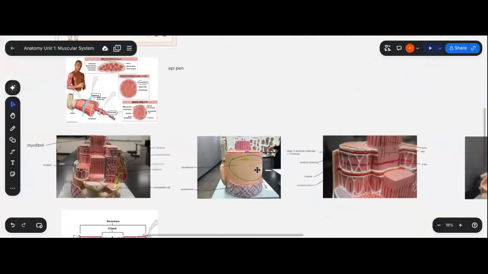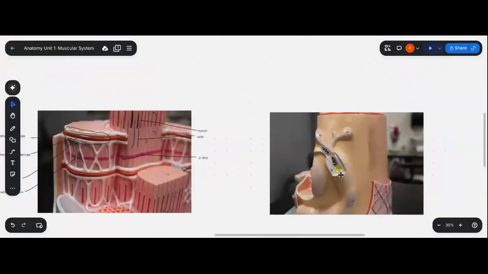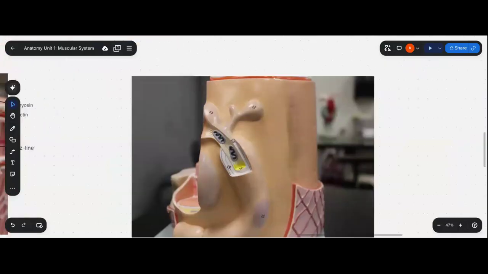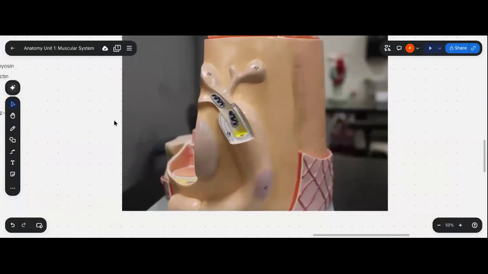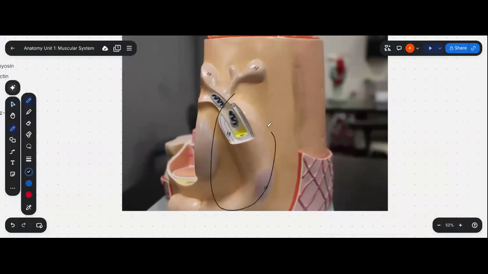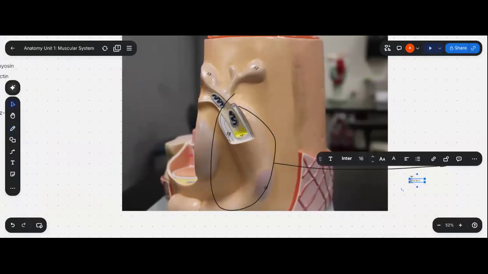All right. And then a very last picture. This is just like a side picture of this model. This curved looking structure, that is what your neuromuscular junction looks like from the side. So, neuromuscular junction, aka NMJ, sorry.